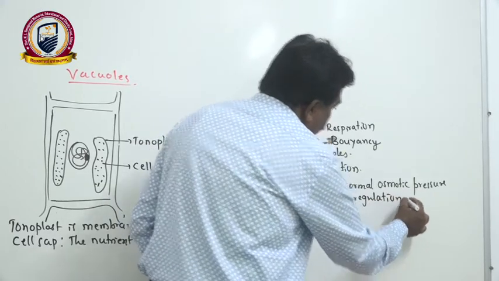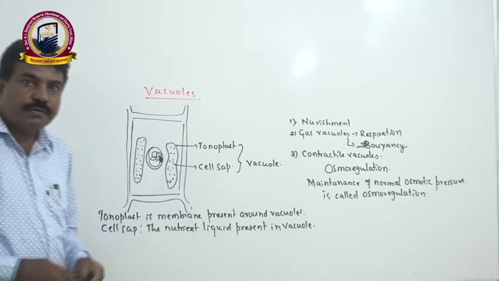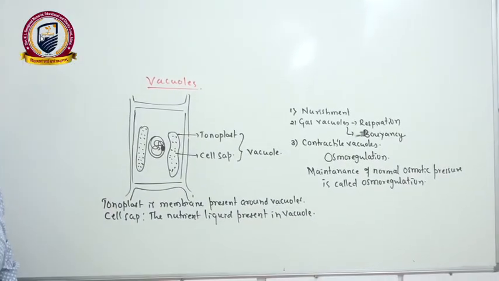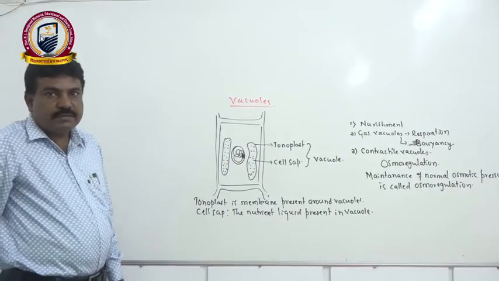Maintenance of normal osmotic pressure is called osmoregulation. This is about the vacuoles found in plant cells.